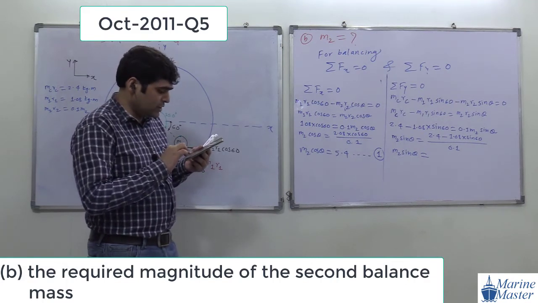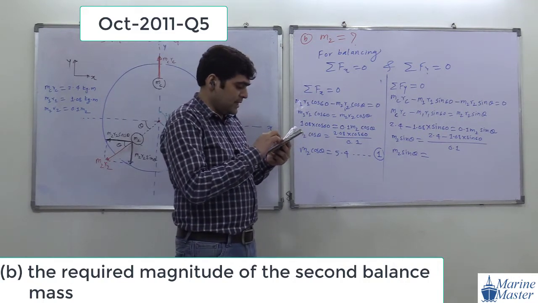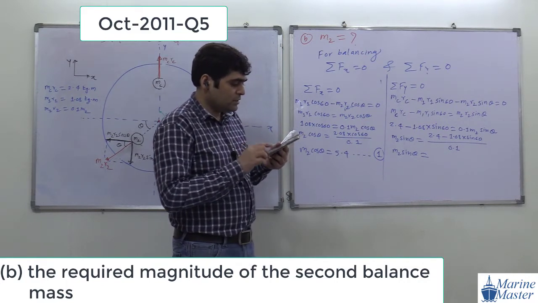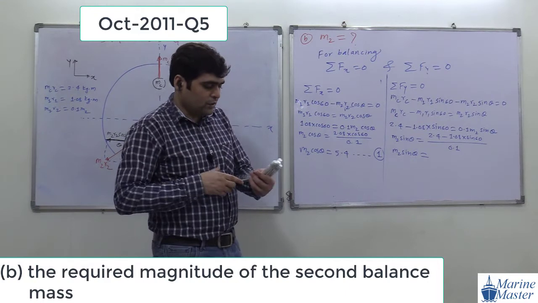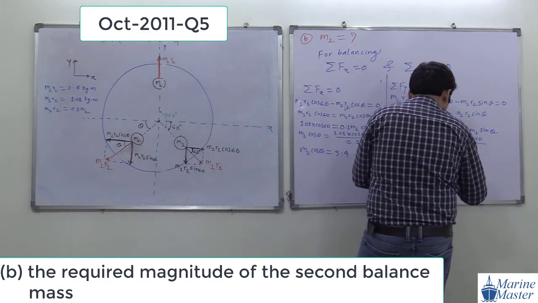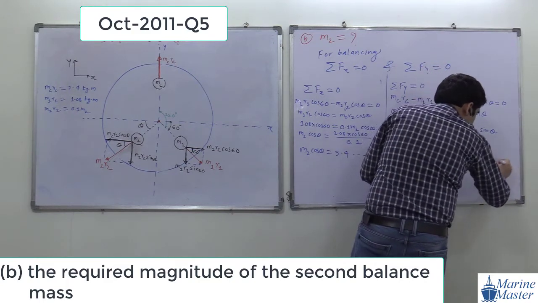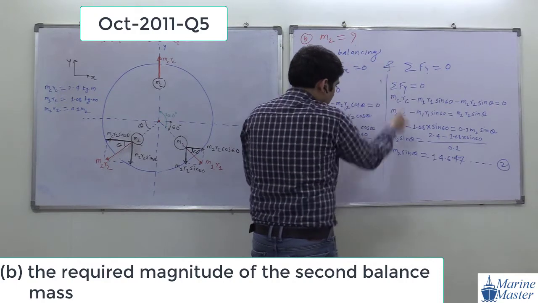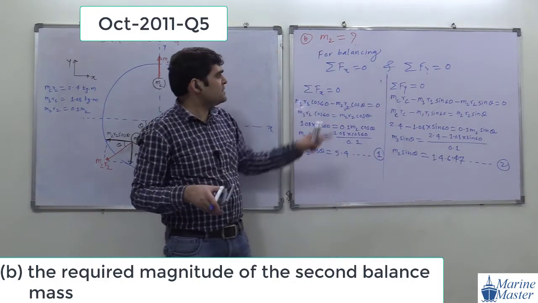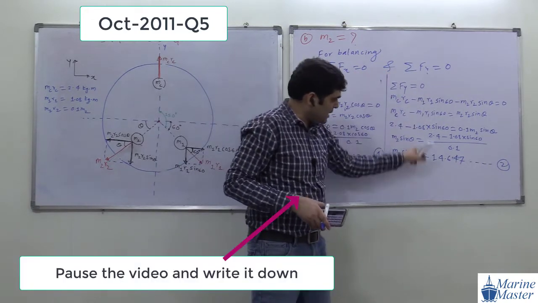Please do the calculation. 2.4 minus 1.08 sin 60, divided by 0.1. How much? 14.647. And we will call this equation 2. Please write down up to here. You can write this side by side if you have space. If you don't have space, write down this one up to this point, then write down this one and then this one.